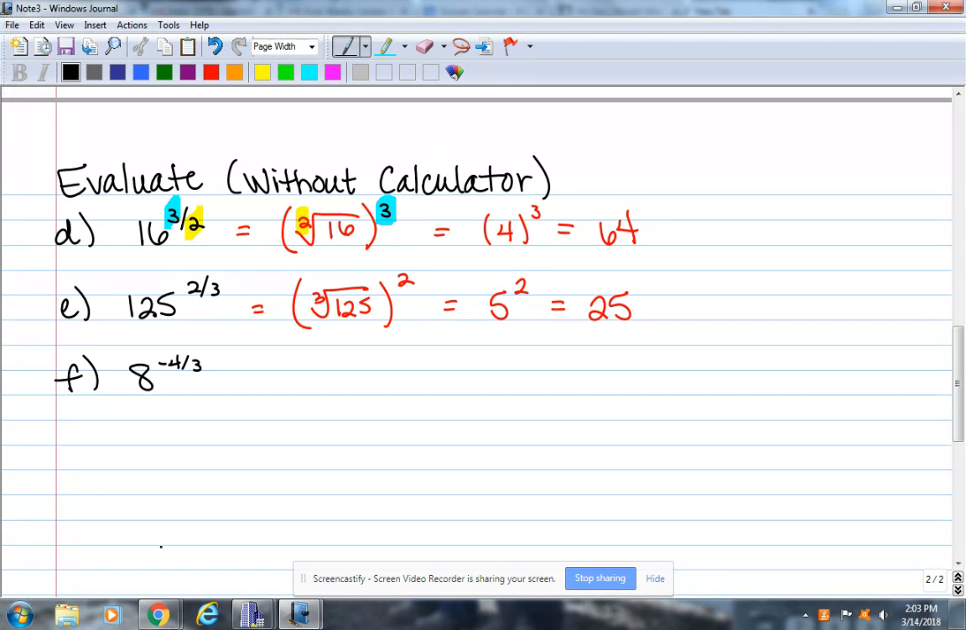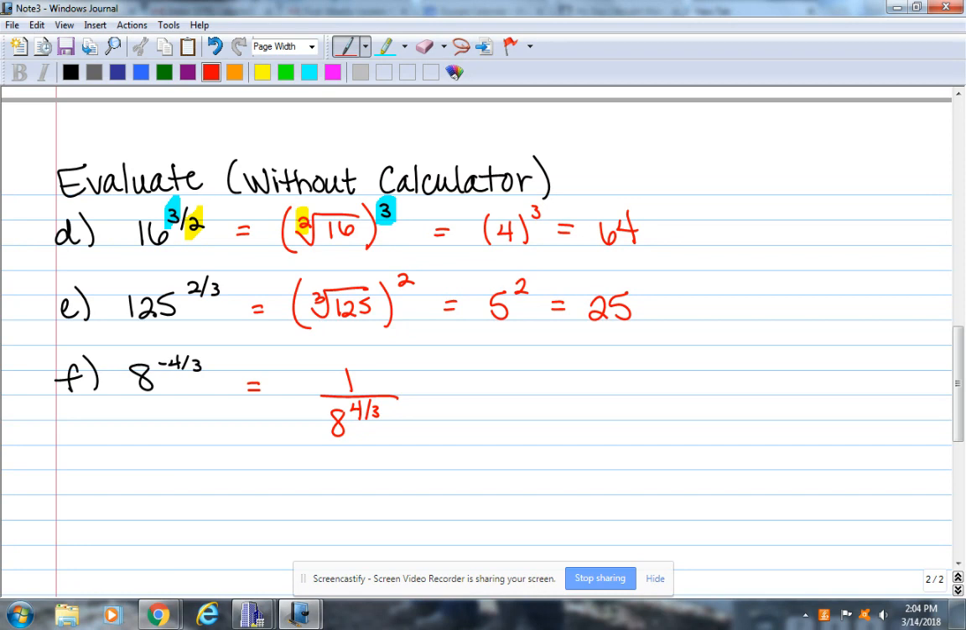So that's 8 to the negative 4/3 power. So remember in chapter 8, anytime we had a negative exponent, we moved it to the other part of the fraction, right? So whole numbers went to a denominator. So that's what we got to do. We got to put that in a denominator. So this is going to be 1 over 8 to the positive 4/3. Negative exponents have to go to the denominator.